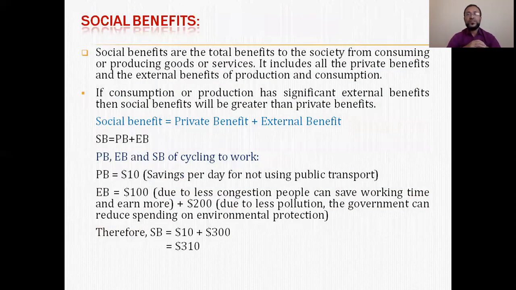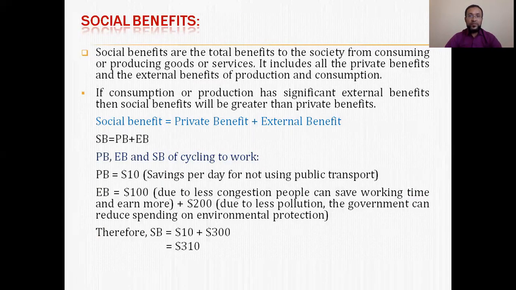Now social benefit. Social benefit is the benefit of the first party and the third party together. That means private benefit plus external benefit together is called the social benefit. So social benefits are the total benefits to the society from consuming or producing goods or services. It includes all the private benefits and the external benefits of production and consumption. If consumption or production has significant external benefits, then social benefits will be greater than the private benefits.